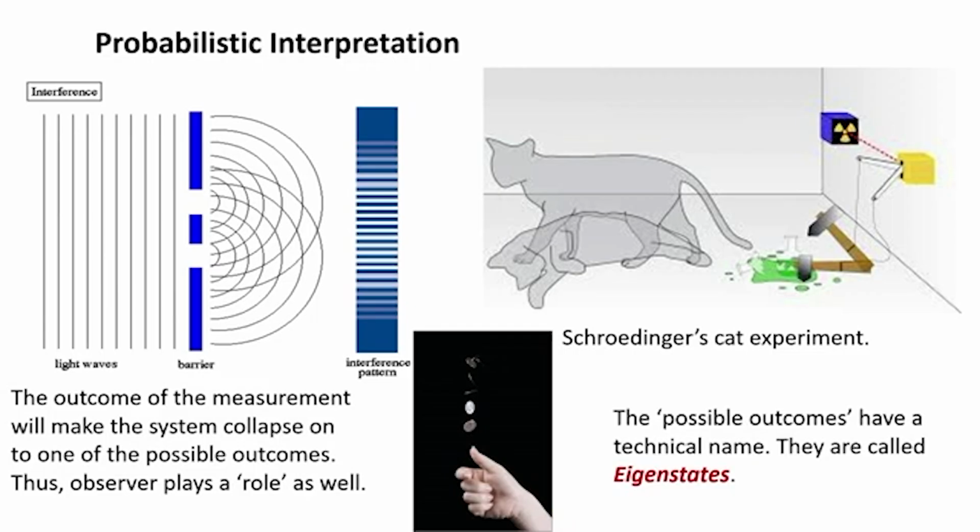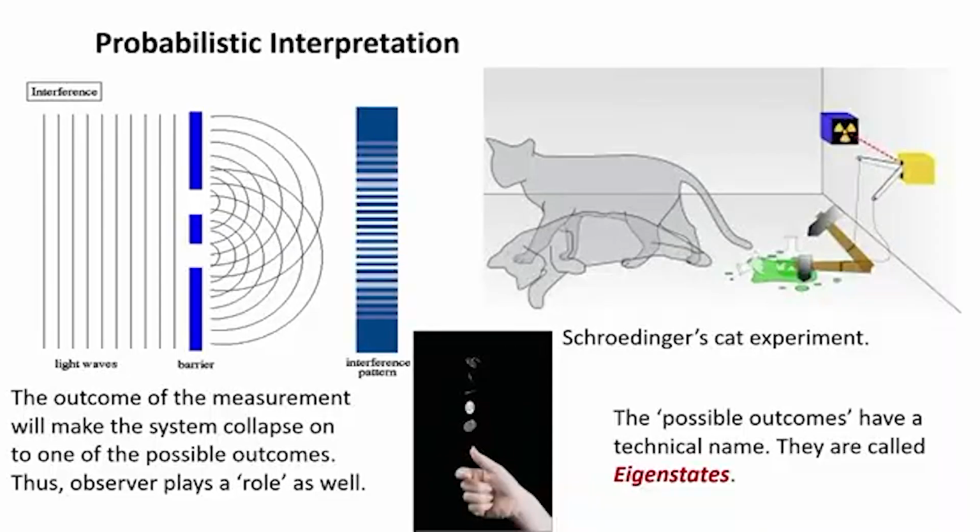So, these possible outcomes have a technical name, and they are called the eigenstates of the system, or the states of the system that I said. State means the state of being dead or the state of being alive is the state for the cat, and for a given quantum system, these states will be called the eigenstates.